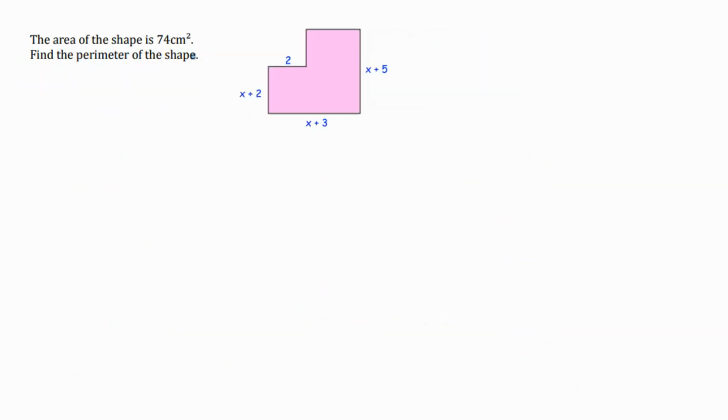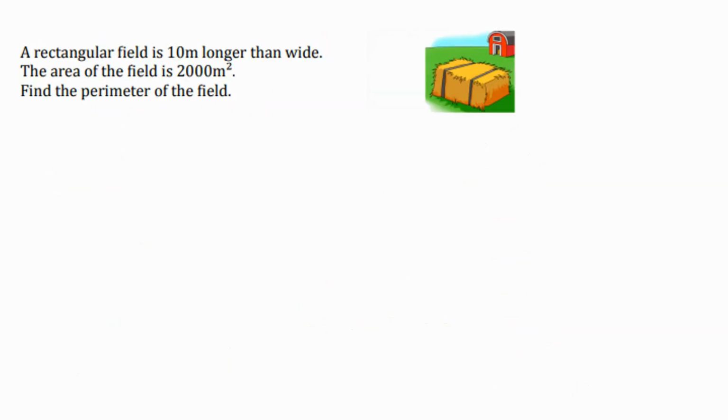Okay, I've got 2 more. So feel free if you want to have a go at this one and test yourself. A rectangular field is 10 centimeters longer than it is wide. So I would always label the smallest one as an x. Then if it's longer, that's going to be x plus 10.